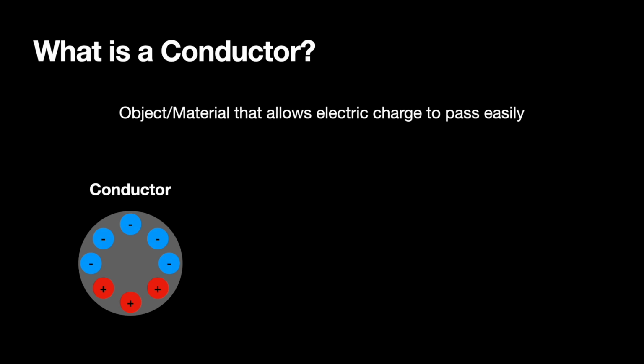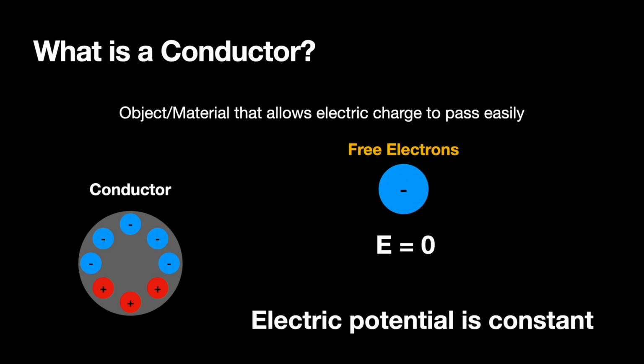Some characteristics of a conductor include free electrons, or electrons that can move around. Additionally, due to the even spread of charges throughout the surface, the internal electric field is equal to zero. And for the same reason, electric potential internally is constant and non-zero.